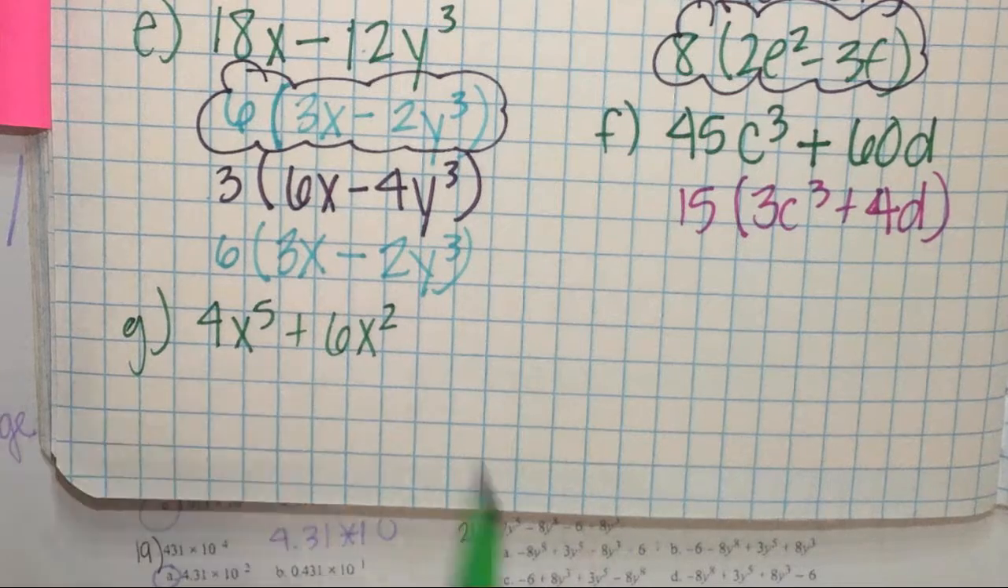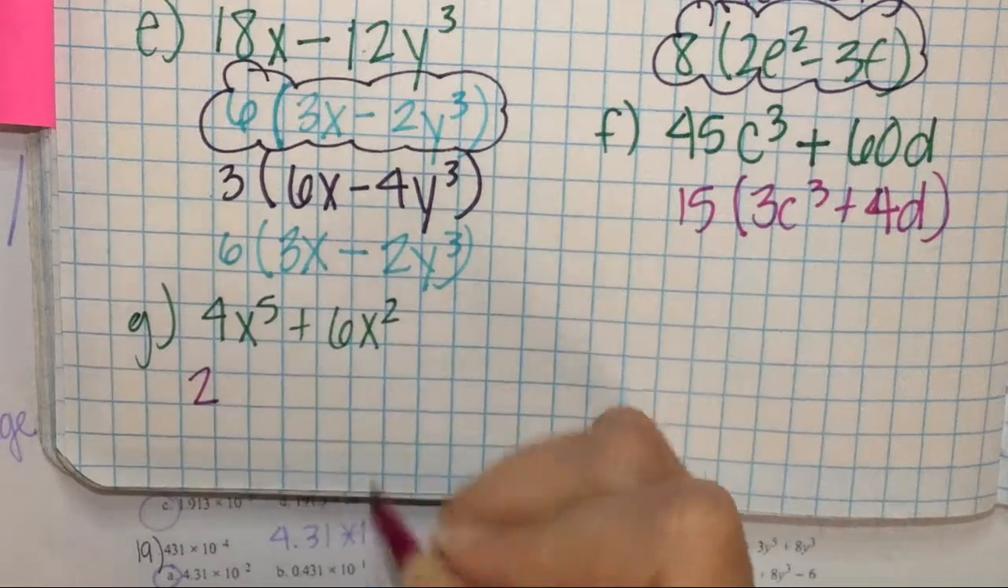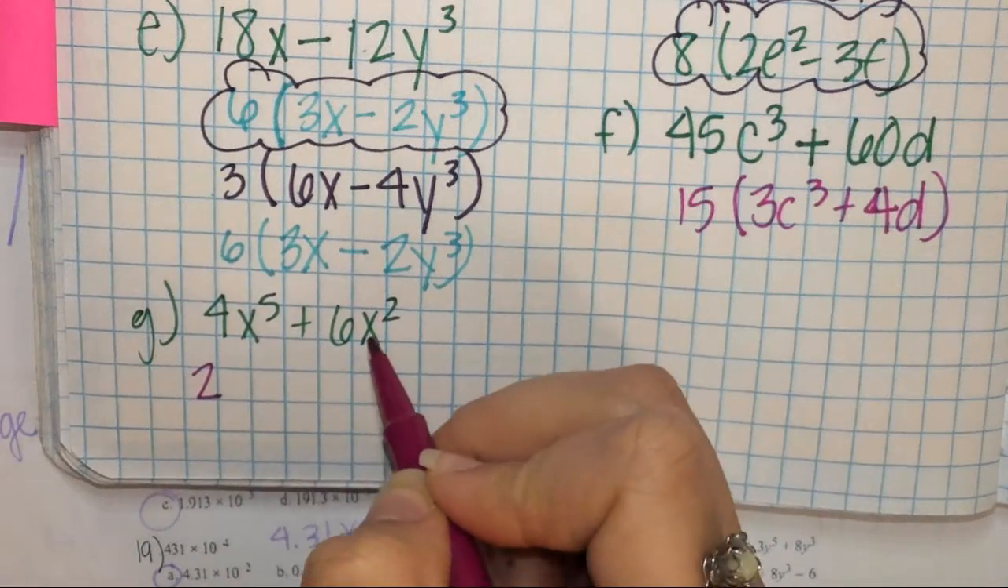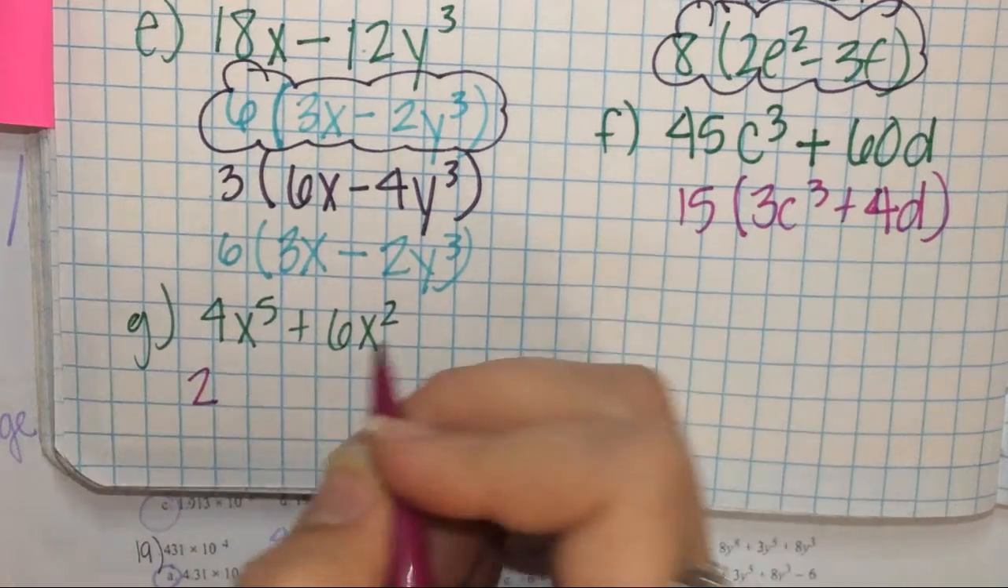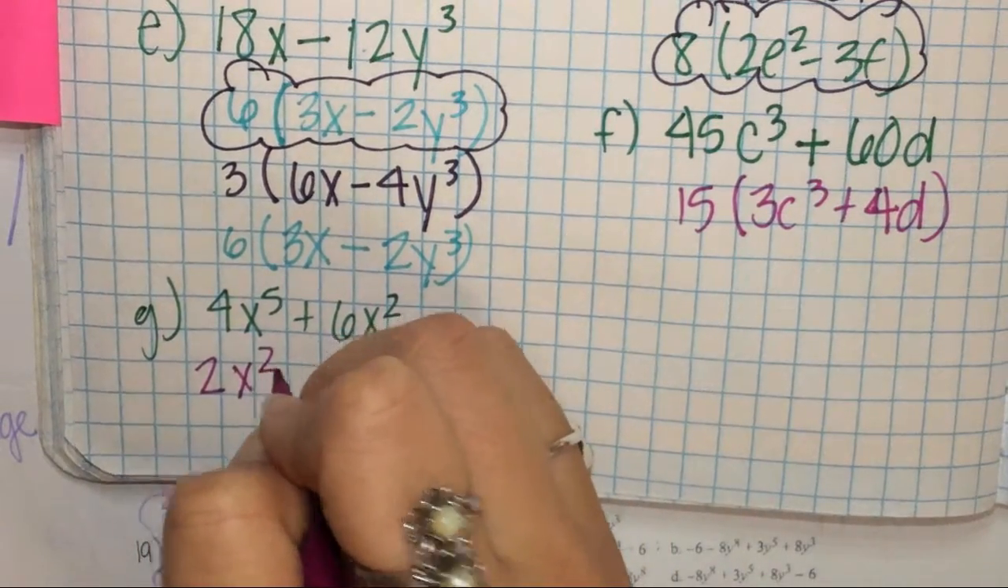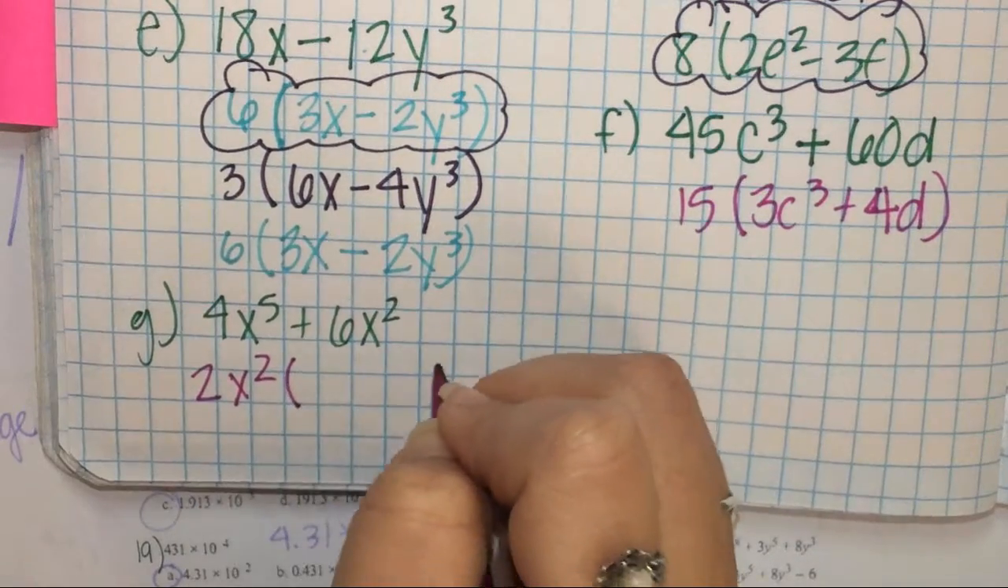Okay, now remember, you find the biggest number that goes into both 4 and 6. And what's the biggest number that goes into 4 and 6? 2. And then you take the smallest exponent. Because they have x's in common, you take the smallest exponent. So what's smaller, 5 or 2? So we write x squared. And then you do your parentheses.